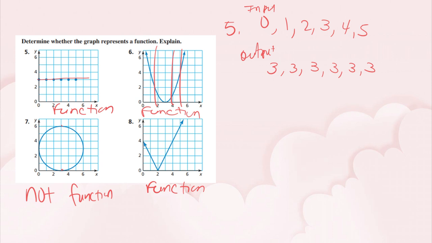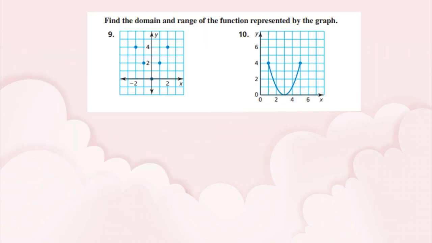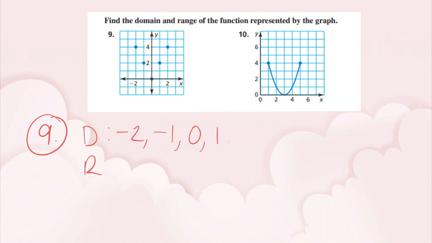All right, let's go on to next. Find the domain and range of the function representing the graph. So they're already telling me that it's a function, correct? All we're looking for is the domain and the range. So let's look at number 9. What is the domain here? -2, -1, 0, 1, and 2.